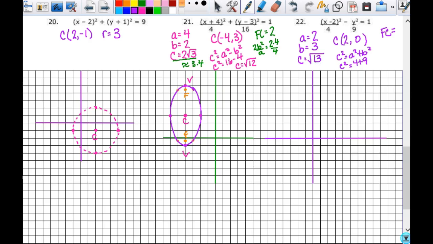Square root of 13 you should know is somewhere between 3 and 4, a little bit closer to 4. My answer for C is actually the square root of 13. If I had to write down ordered pairs, I would use the square root of 13, but it is about 3.6 just for graphing purposes. Then my focal chord length, which I also need, is still 2b squared over A. So that's going to be 2 times 9 over 2, which is 9.